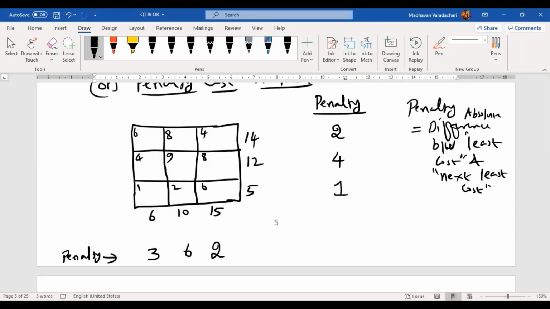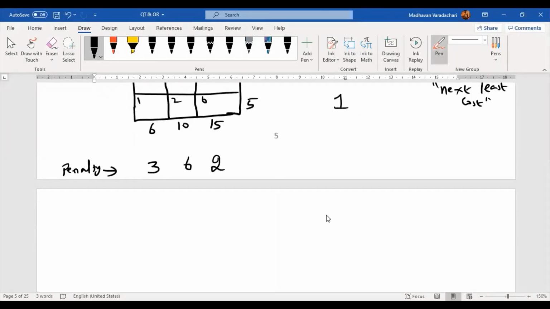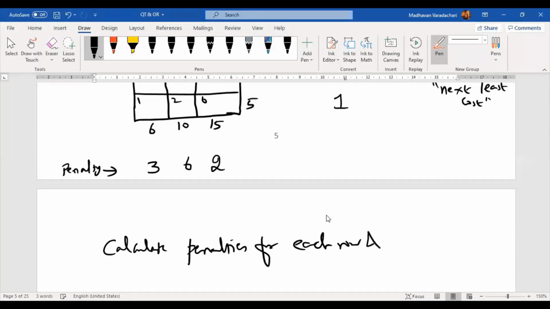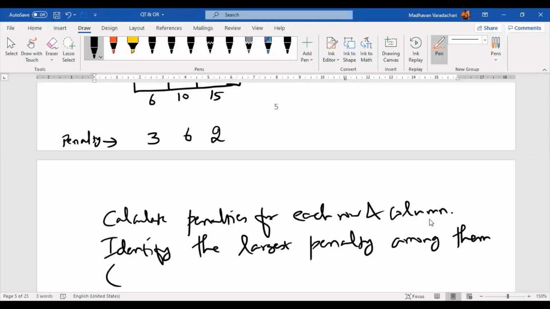So this is called penalties. You have calculated penalties for both rows as well as columns. Let me briefly write whatever I told now. Calculate penalties for each row and column. Then further, identify the largest penalty among them, inclusive of rows and columns together. Which is the largest penalty?